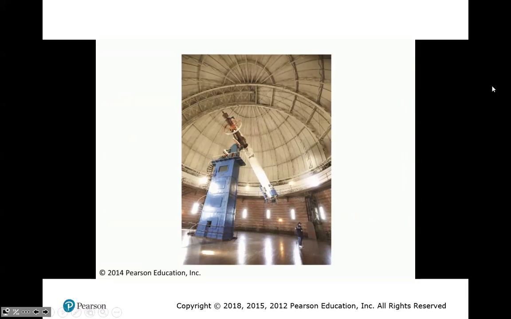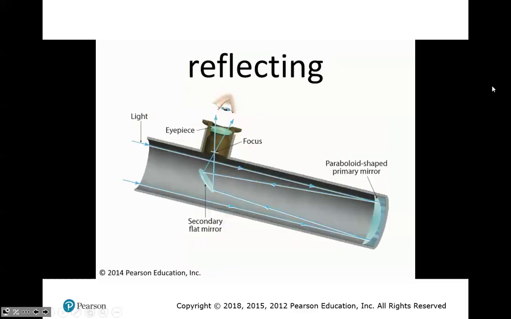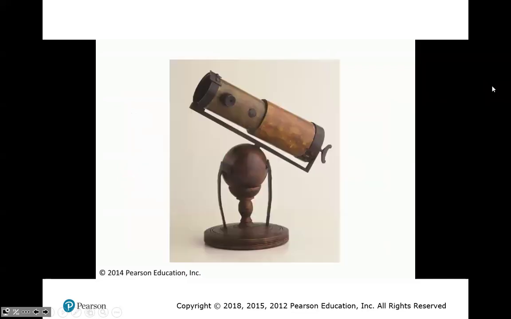The bigger the lens, the more this is an issue. So, most modern telescopes that we use are not refracting telescopes, but are instead reflecting telescopes. The way these work is incoming light hits a parabolic mirror, a curved mirror on the back of the telescope, which then refocuses the light on a smaller mirror and that sends it up to the little lens where the person is looking in.